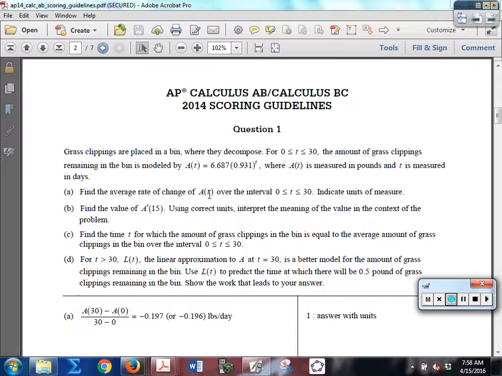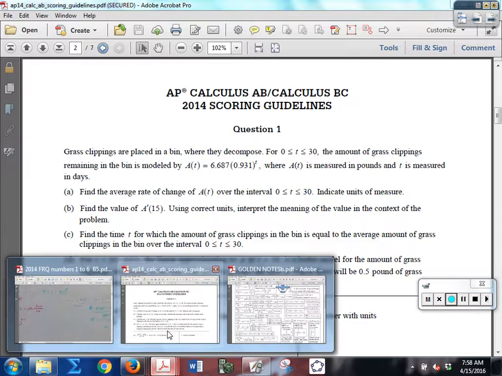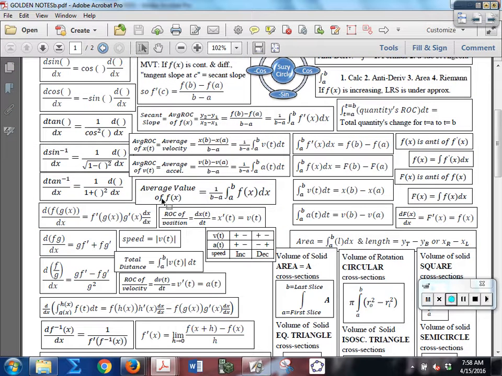The average rate of change of A of T is, so let's look at what our golden notes say. This is average value, okay? So if you want to know the average value, like the average amount that was in there, since A of T is the amount, this right here would be the average value or the average amount that was in there.